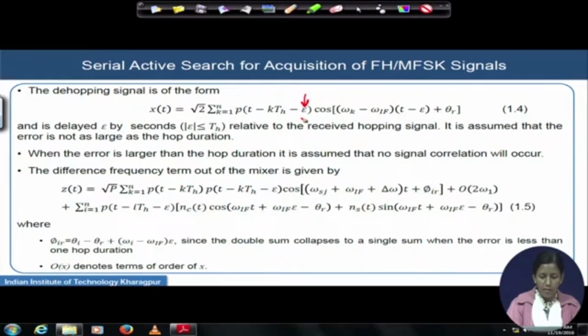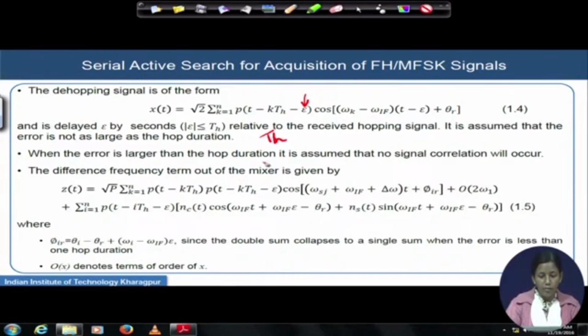Remember, this relative delay, relative to the received hopping signal, is assumed to be not larger than the hopping interval or hopping duration Th. So we have considered that the decoder output will give you some output only if your error is less than or equal to the hopping duration. If it crosses the hopping duration, then it will be considered that there is no signal at all, no correlation will occur because there is no common overlap, and you will not get anything at the output of the decoder. So a perfect 0 is expected at the output of the detector.